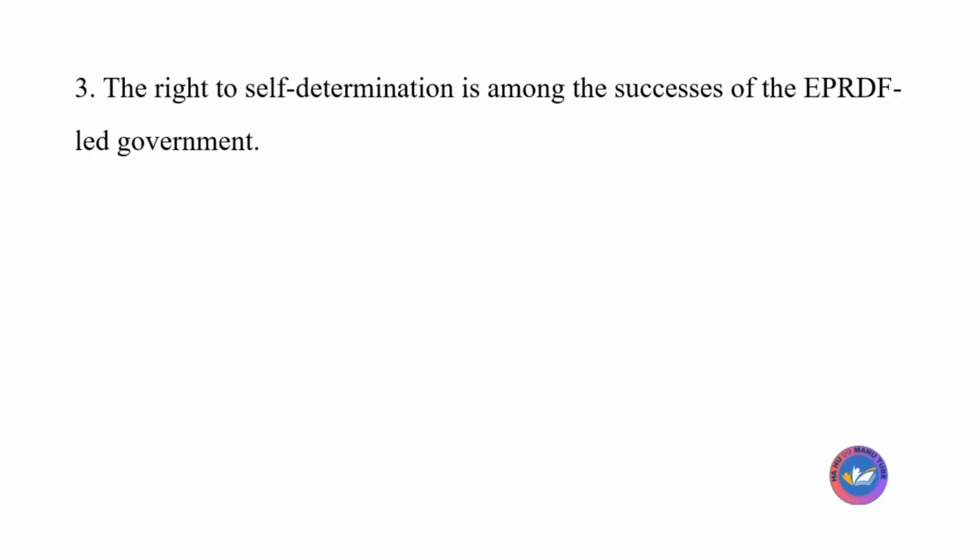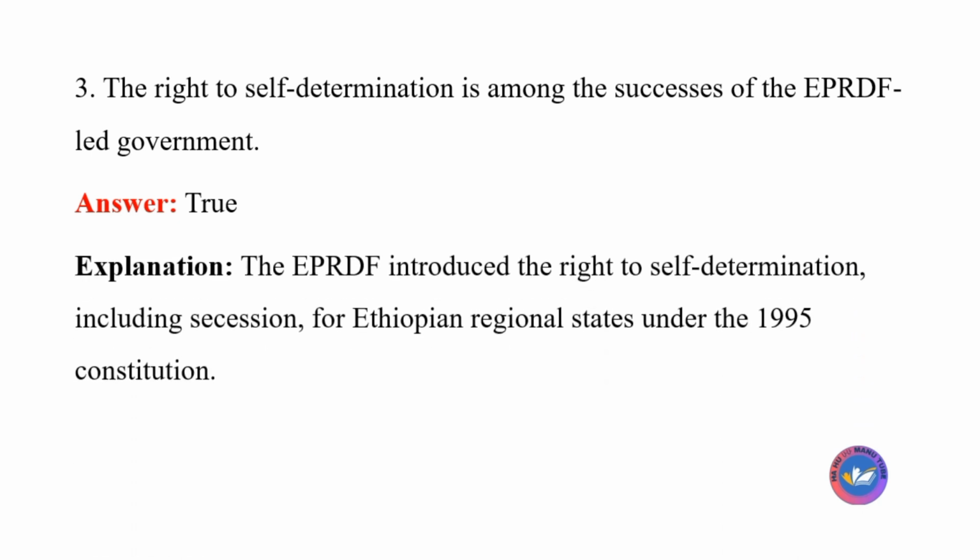Question number 3. The right to self-determination is among the successes of the EPRDF-led government. The answer is true. The EPRDF introduced the right to self-determination, including secession, for Ethiopian regional states under the 1995 constitution.